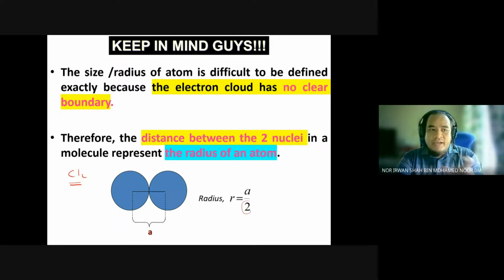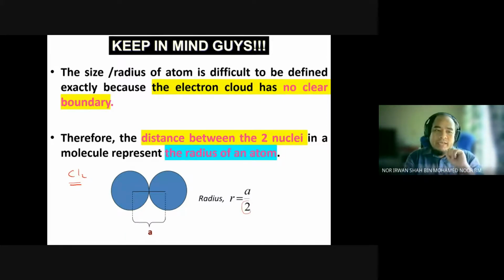Okay, so apa signifikan radius ni? Radius ni guys, dia menunjukkan size atom lah. Contohnya kalau radius itu nilai dia besar, maksud dia apa? Atom itu size dia besar. Kalau radius dia kecil, meaning that the atom has smaller size. Okay, nampak tak? Itulah cara sebenarnya macam mana kita tentukan radius of an atom.